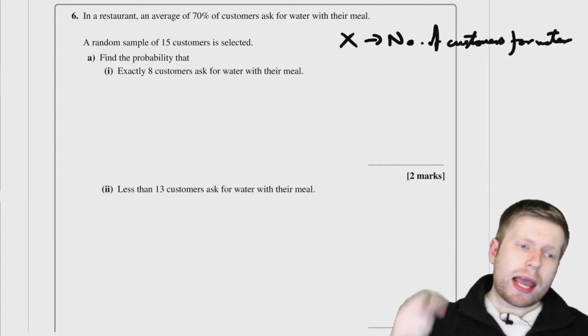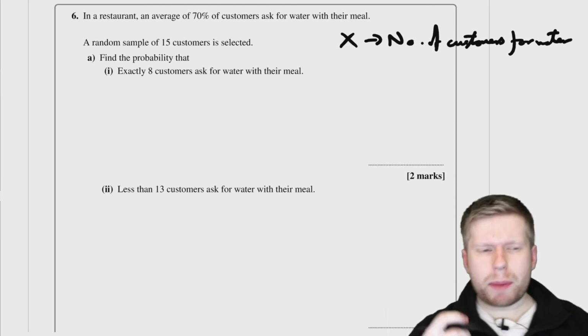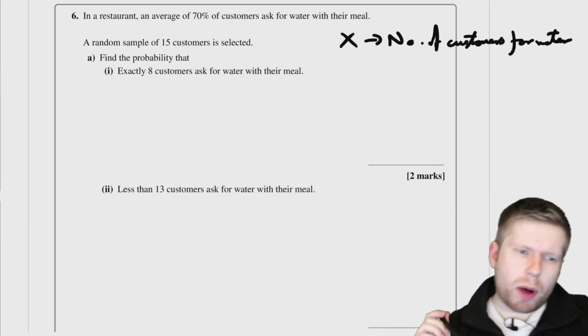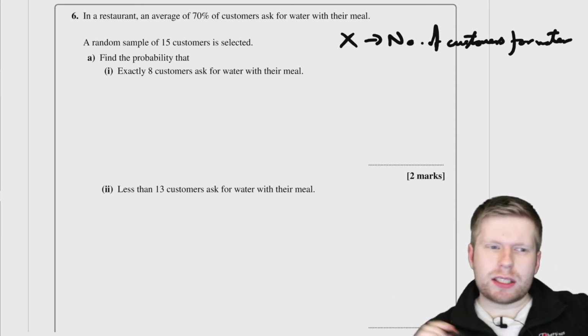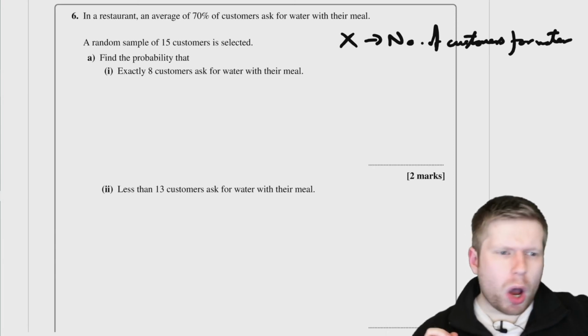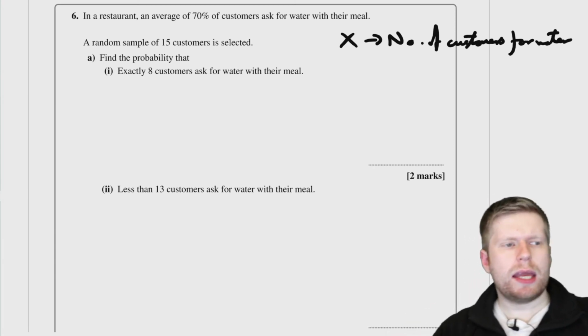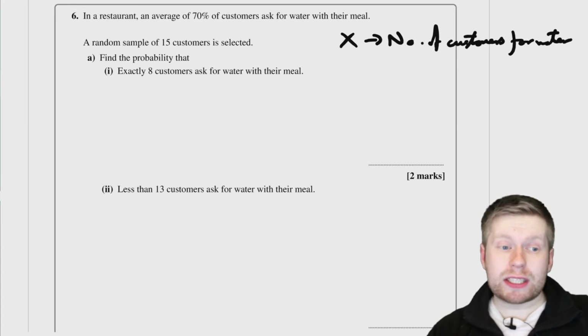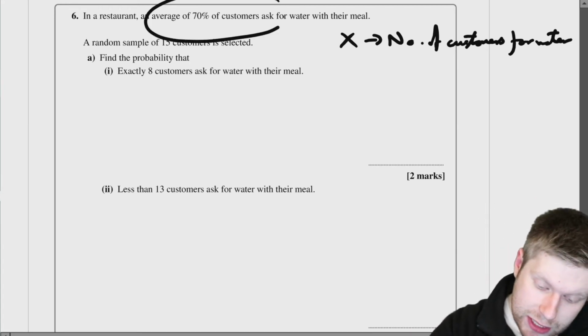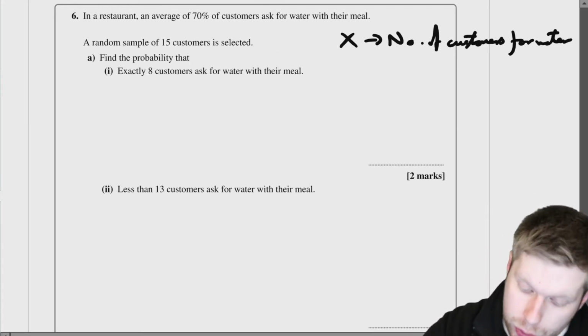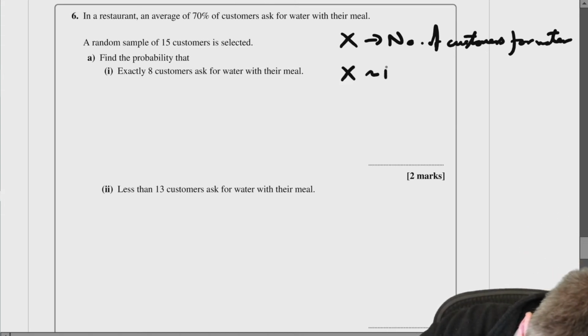Let's check it. Is it independent? So are all trials independent of each other? In other words, if one customer asks for water, is that necessarily going to affect another customer asking for water? No, I don't think it is. So I think they are independent, okay? Also, is there a probability of success? Yes, there is. I've got a 70%. I've got a proportion there, okay? So I know that X is probably going to be binomially distributed.